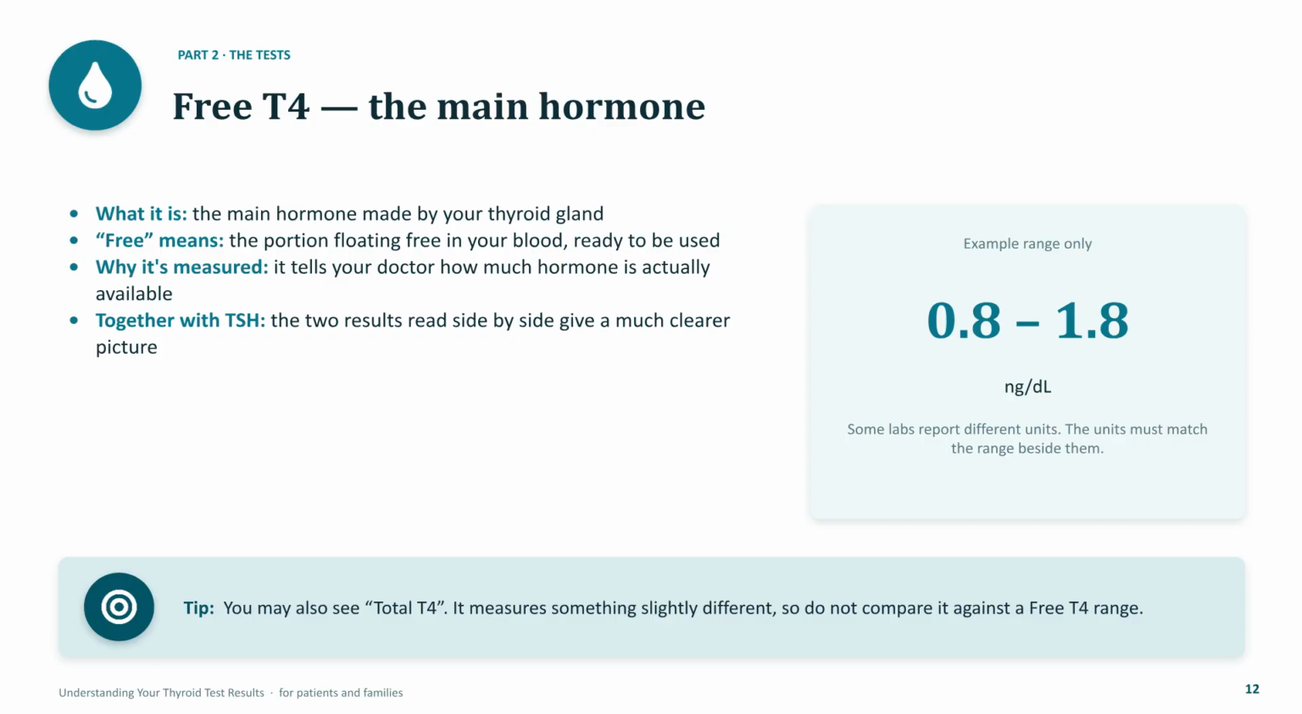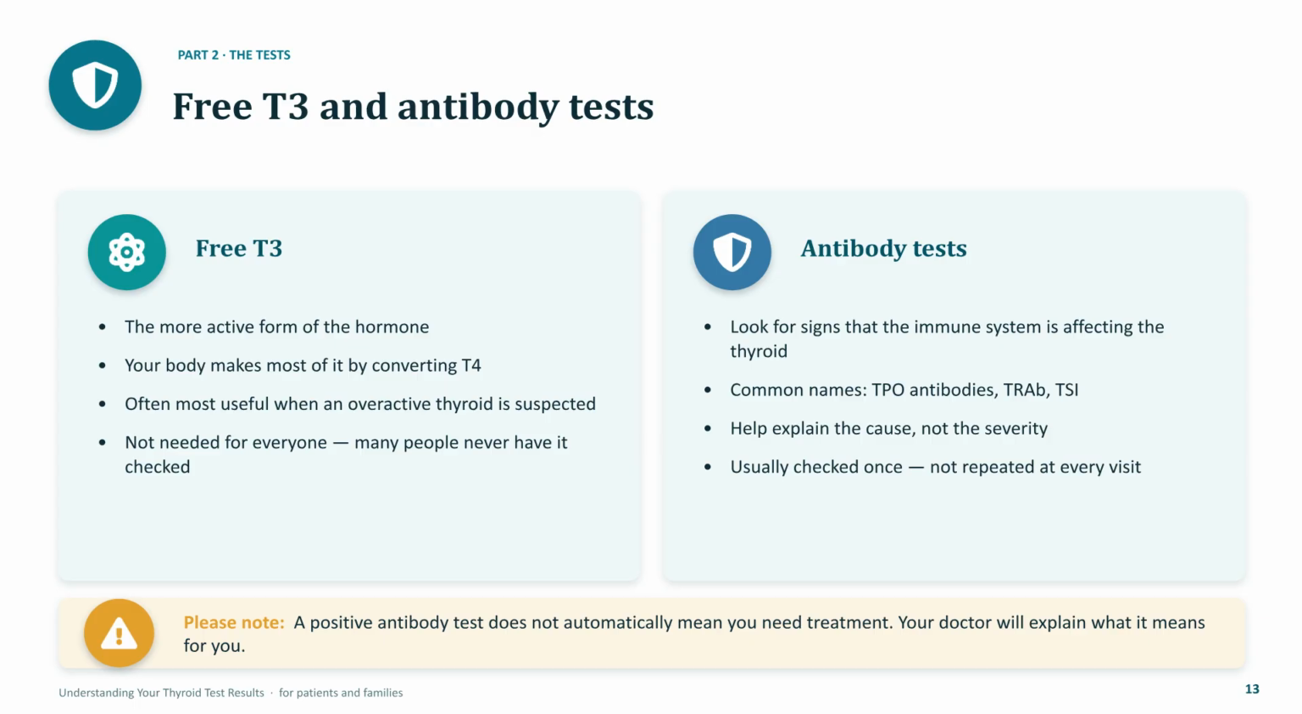Free T4 represents the main hormone your thyroid produces. The word free indicates that this is the portion currently floating in your blood, ready for your body to use. Your doctor uses this in conjunction with TSH to get a clearer picture of your thyroid function. Free T3 is a more active form of the thyroid hormone that your body creates by converting T4. Antibody tests are also sometimes used to determine if the immune system is affecting your thyroid gland. These tests help explain the cause of thyroid issues, though they are usually performed only once.